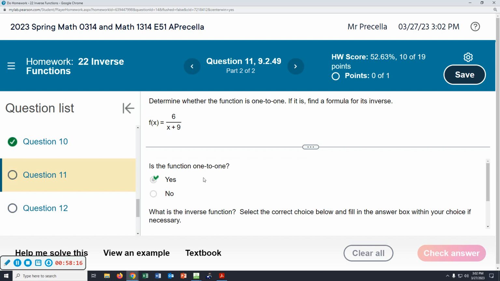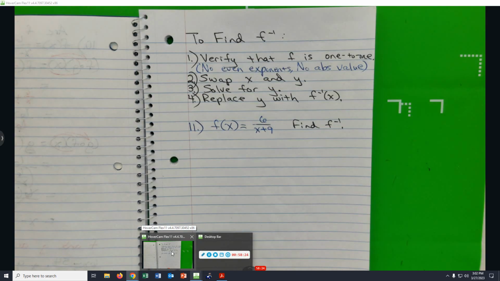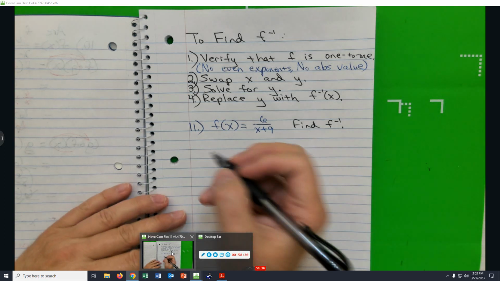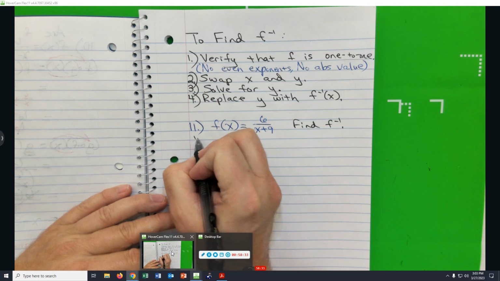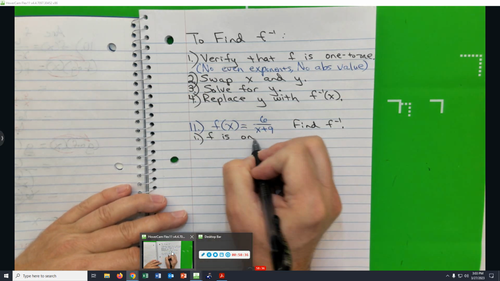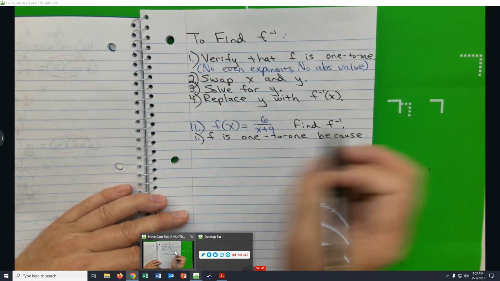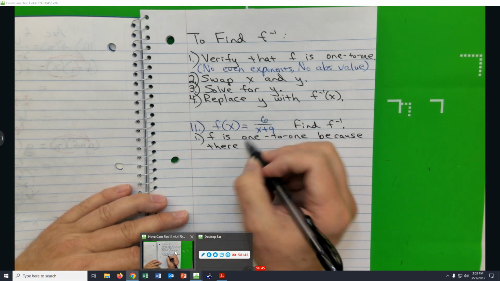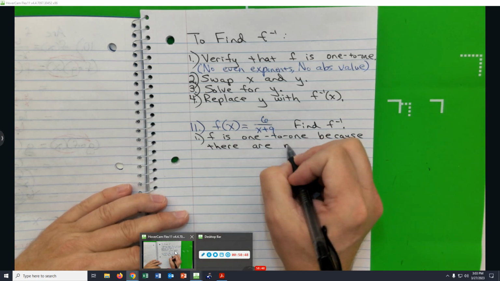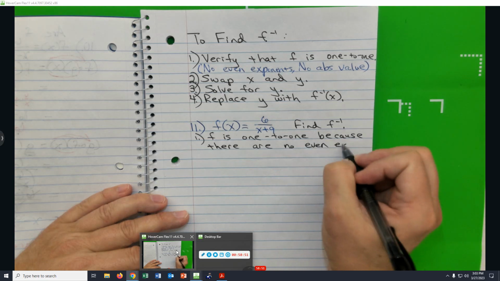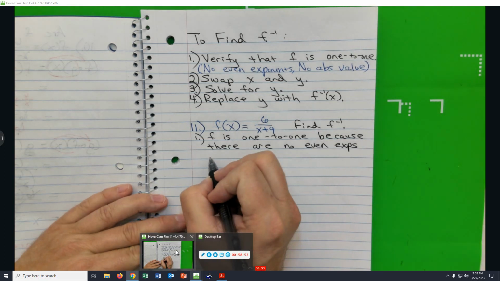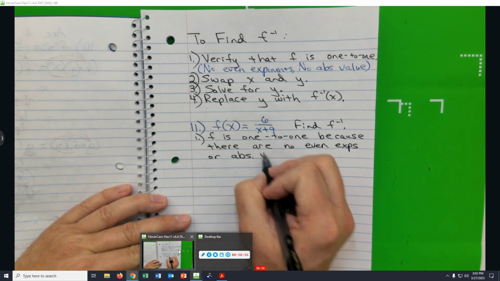Although, it is 1-to-1. If there were an x squared or an x to the fourth, forget it. It's not 1-to-1. But there were no even exponents, no absolute values. So, yeah, I can convince myself that it's 1-to-1. Maybe you should write that. Okay, I'm going to write it out. Step number 1, f is 1-to-1, because there are no even exponents in x, in f, and no absolute values.